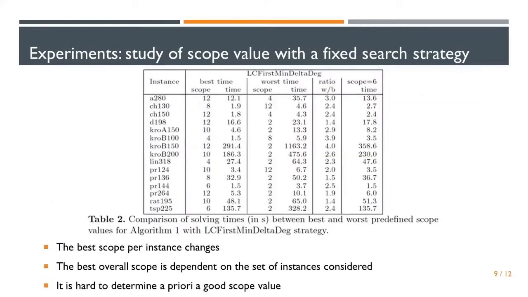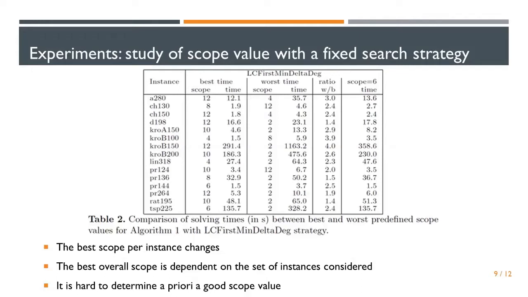Now, we will set the search strategy and look for each instance which are the best and the worst scope values. We notice that for a given instance, the best scope value changes very often. We have 12 for A280, 8 for CH130, 4 for group B100. Thus, it is not enough to set a scope to the same value for the resolution of all instances. The scope must be adapted to the instance.